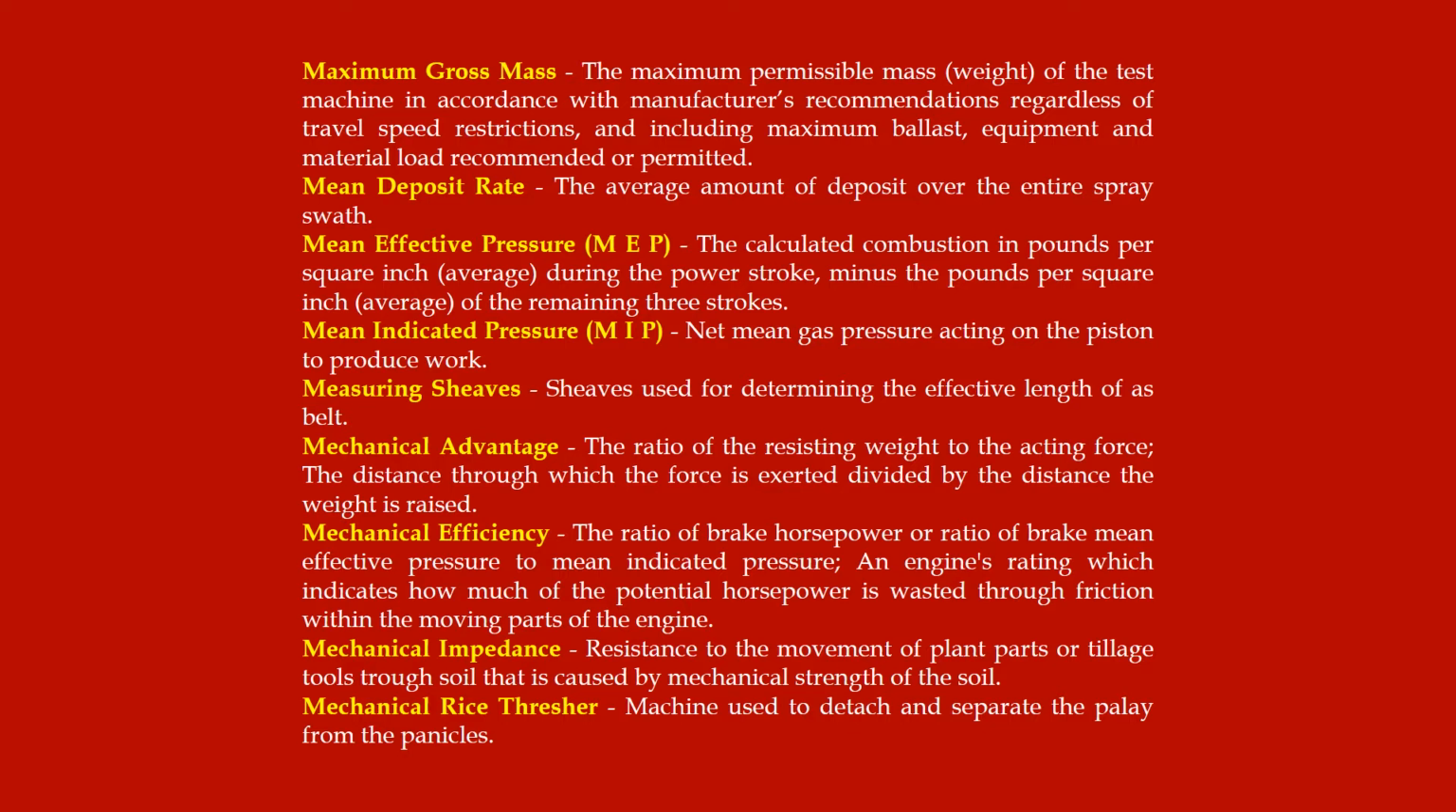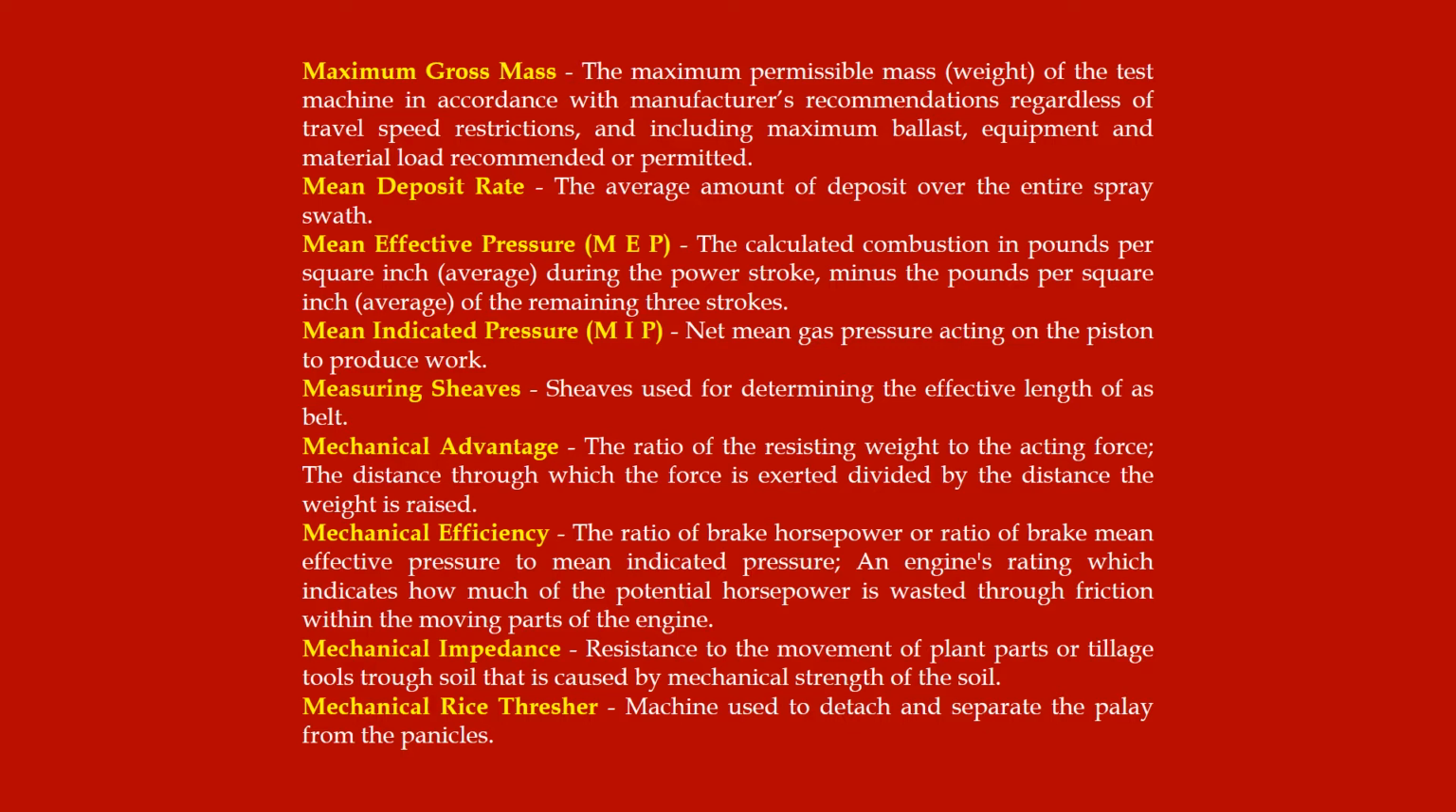Mechanical advantage: the ratio of the resisting weight to the acting force, or the distance through which the force is exerted divided by the distance the weight is raised. Mechanical efficiency: the ratio of brake horsepower to indicated horsepower, or of brake mean effective pressure to mean indicated pressure. An engine's rating which indicates how much of the potential horsepower is wasted through friction within the moving parts of the engine. Mechanical impedance: resistance to the movement of plant parts or tillage tools through soil that is caused by the mechanical strength of the soil.